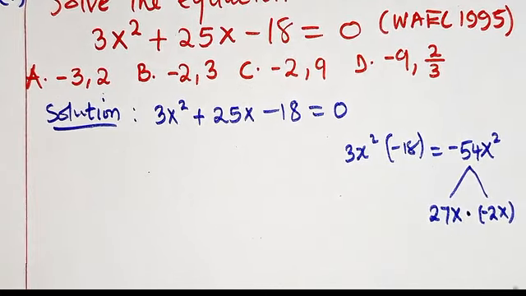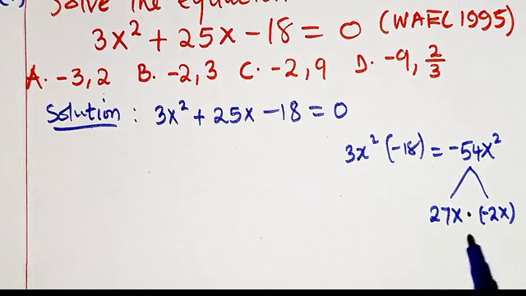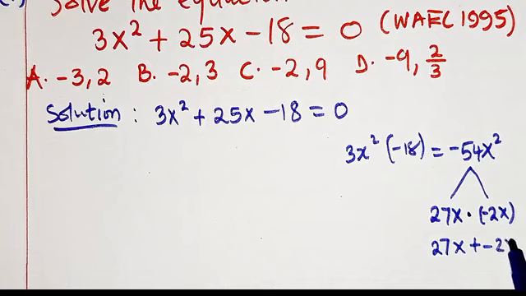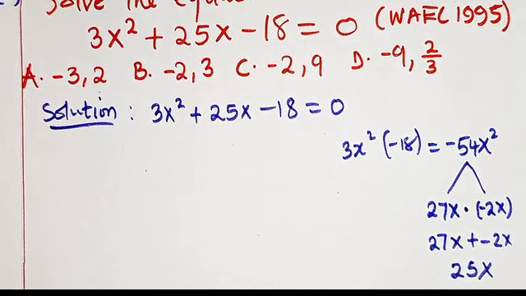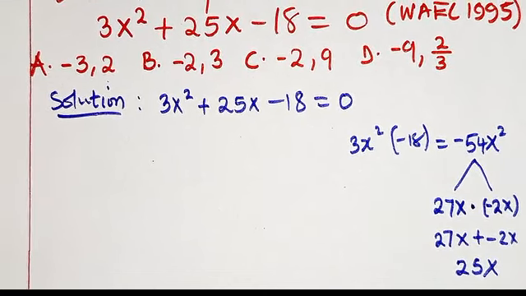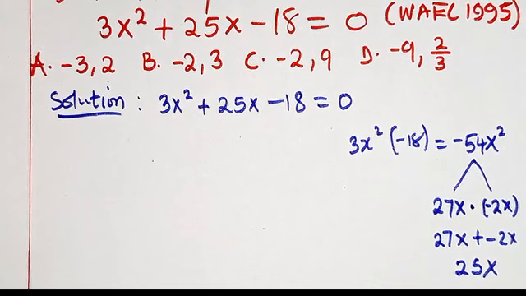Then also, this is the product. For the addition, 27x plus minus 2x, you can see that this is going to give me 25x, because plus minus is negative, so we have 25x.